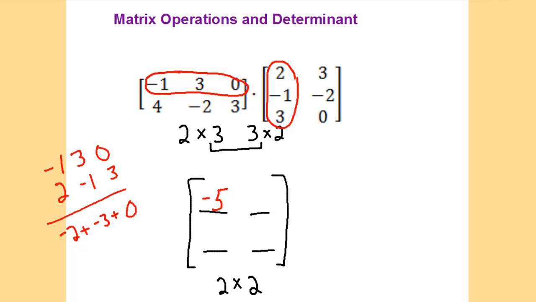Okay, let me choose a different color and we'll find the entry that's in the first row, second column. So I'm going to use the first row of the first matrix and the second column. And I'm going to take -1 times 3 and I'm going to get -3. And then I'm going to take 3 times -2 and I'm going to get -6. And then finally 0 times 0 is 0. Add the numbers together and you get -9.